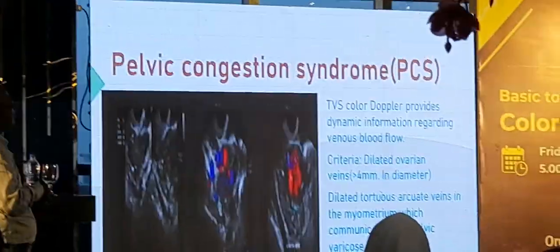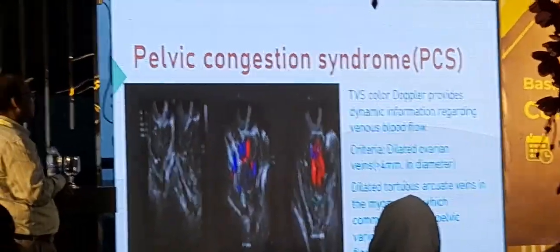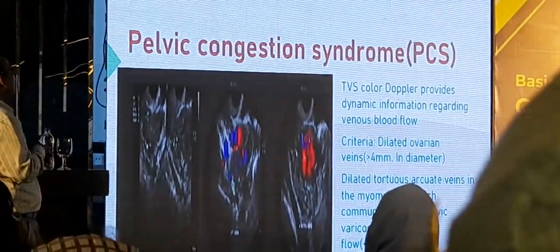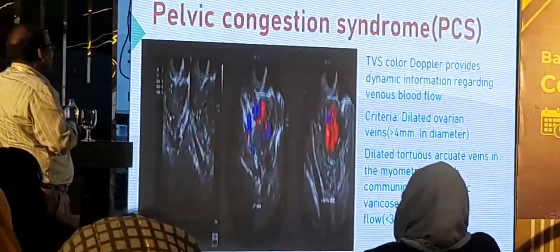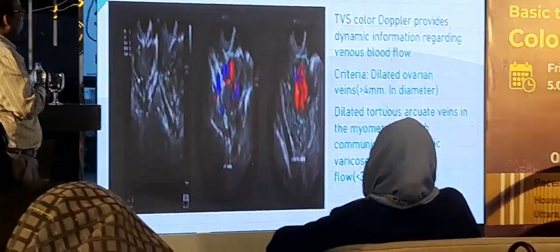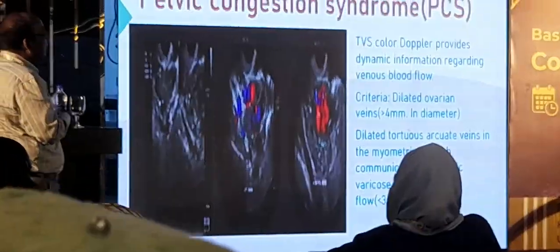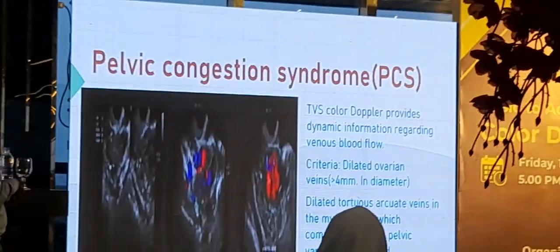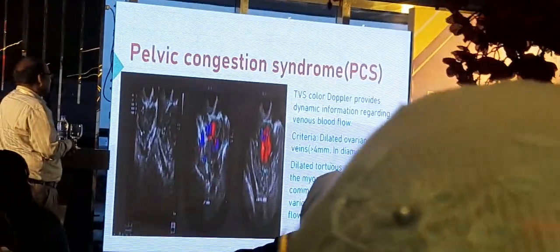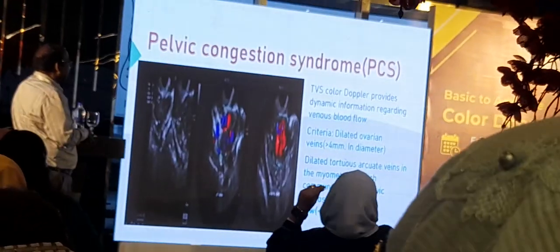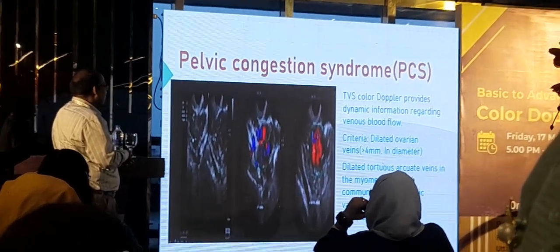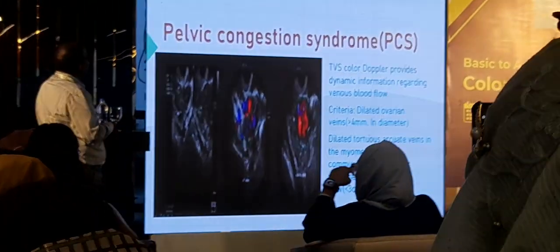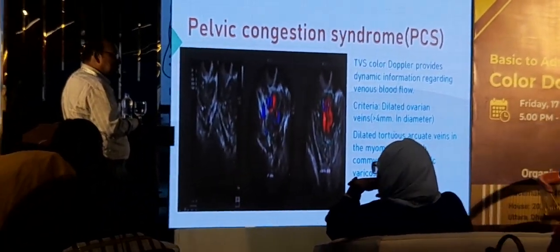Pelvic congestion syndrome. TVS color Doppler provides dynamic information regarding venous flow pattern. Criteria like dilated ovarian veins, more than 4 mm in diameter, dilated tortuous arcuate veins in the myometrium, which communicate with pelvic varicose veins, blood flow less than 3 cm per second. It indicates pelvic vessel congestion.